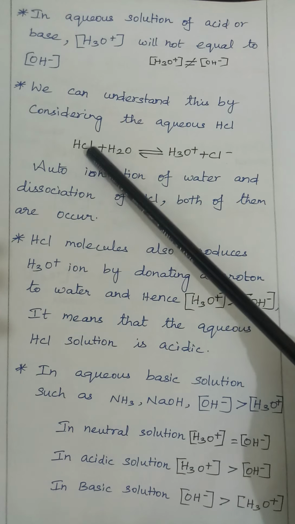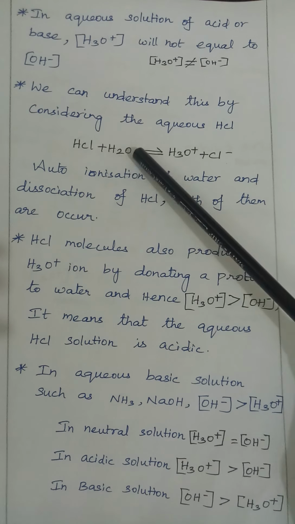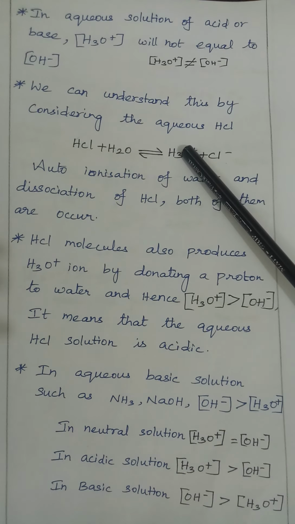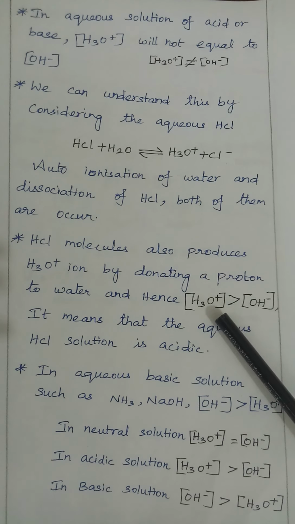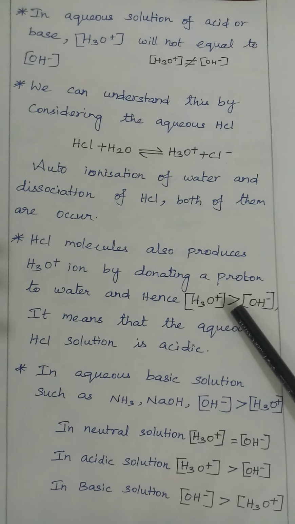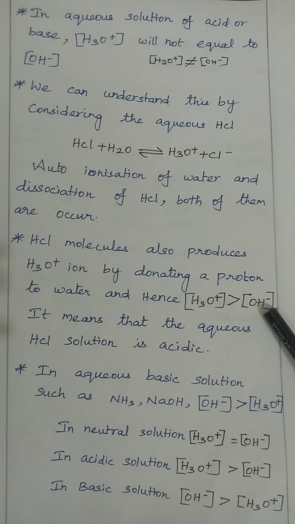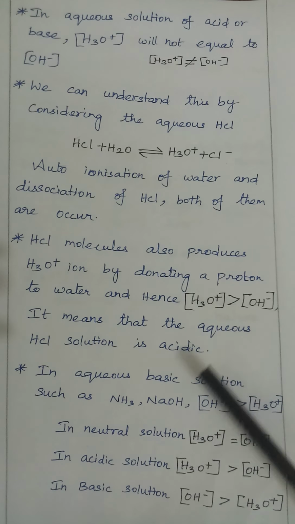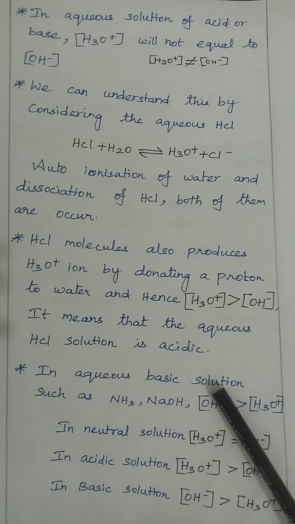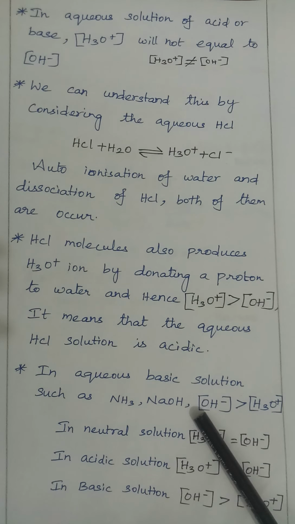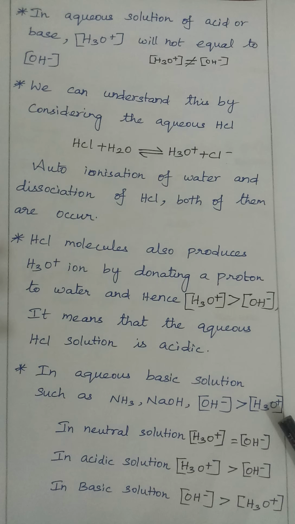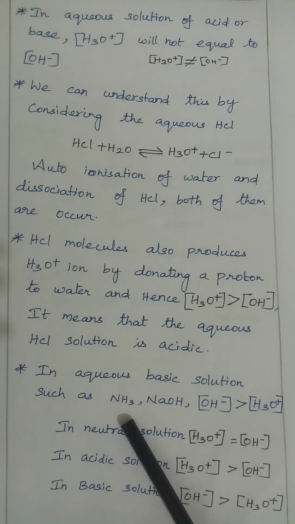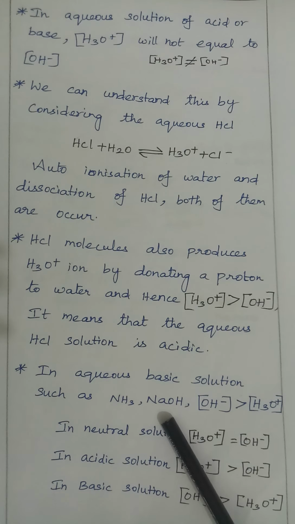HCl donates a proton to water and this becomes H3O+. Here the concentration of H3O+ is greater than OH- ion. So it means that an aqueous solution of HCl is acidic. In an aqueous solution of a base, OH- concentration is greater than that of H3O+ concentration. For example, NH3 and NaOH act as bases.